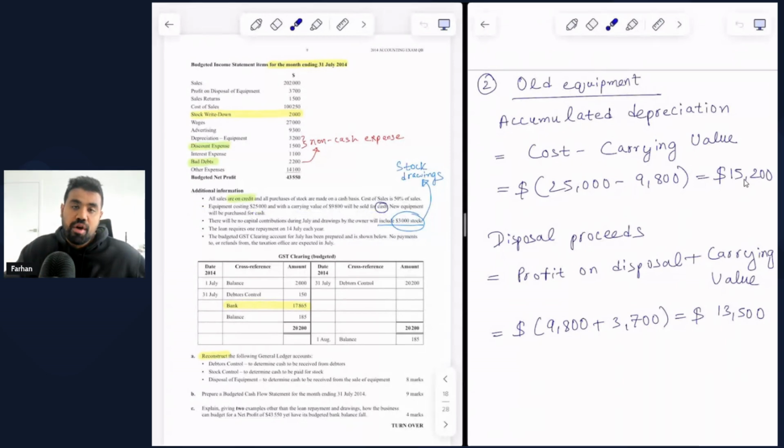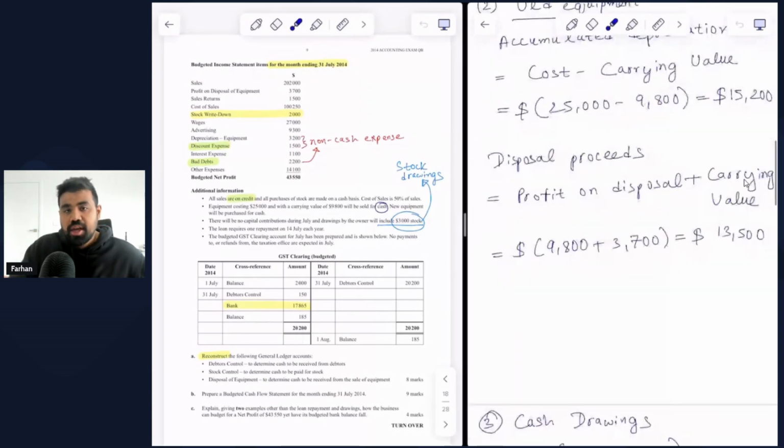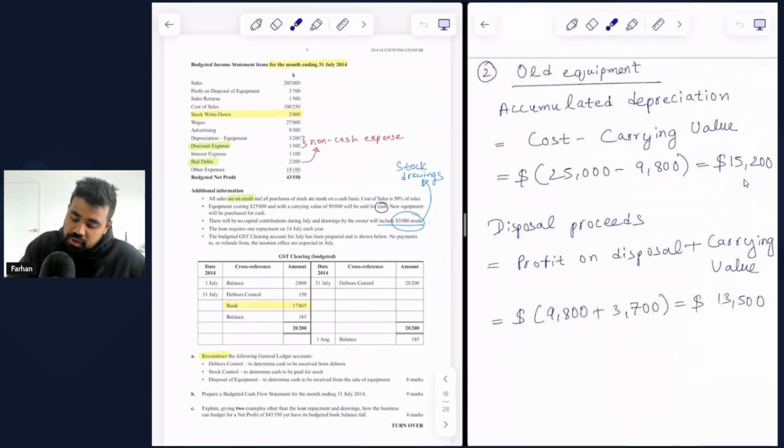All right, so let's start with the first line. The first line refers to an old equipment with a cost of $25,000 and a carrying amount of $9,800. The carrying amount of $9,800 refers to the economic benefit that is available within this asset prior to disposing of it. So if we want to find the carrying amount at any point in time, we start with the original cost and we subtract the total depreciation, right? That's how we find the carrying amount.